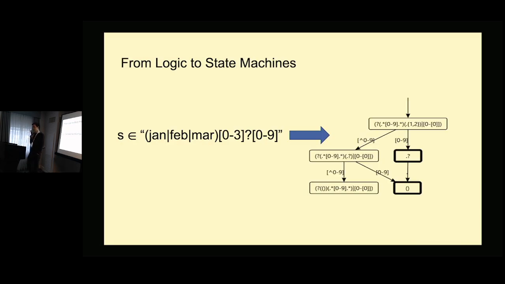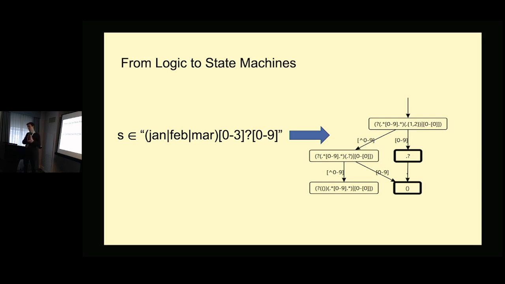And then the last paper is about a change of gears. So for the last paper, we're going to go from logic to state machines. There's a very deep connection between logic and state machines or automata theory. For example, in the theory of strings, here we have a string constraint that says that S is either January, February, or March, and then it has a date which is between 0 and 30, or 1 and 30, something like this.